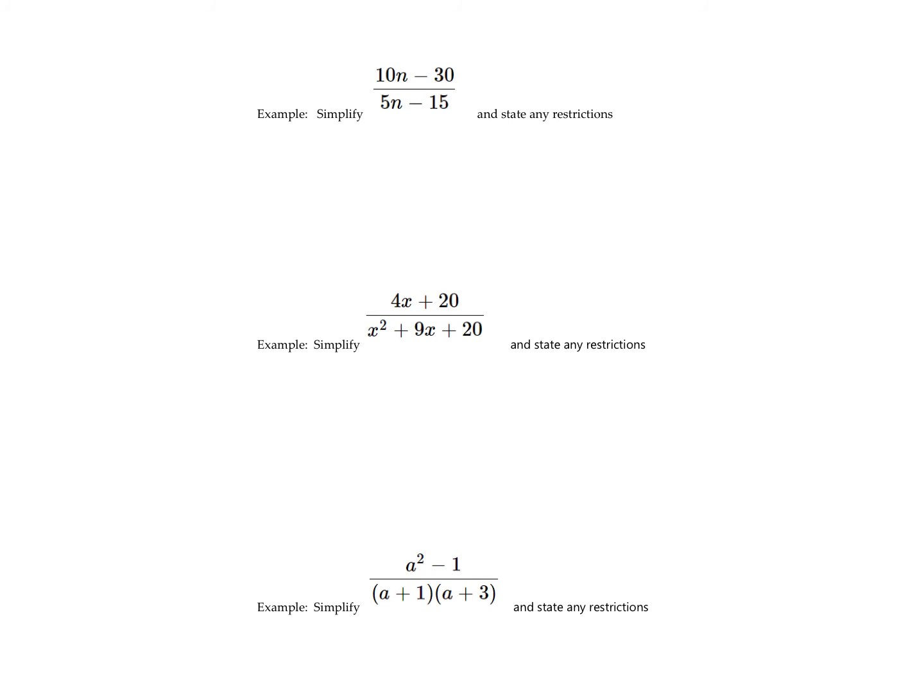Okay, so let's look at a couple more. So it says simplify and state any restrictions. I'm going to factor the numerator. I see a common 10. In the bottom, I see a common 5. And we can reduce. So n minus 3 reduces. 10 reduces by 5 to 2. The restriction is n minus 3 cannot be 0, therefore n cannot be 3.